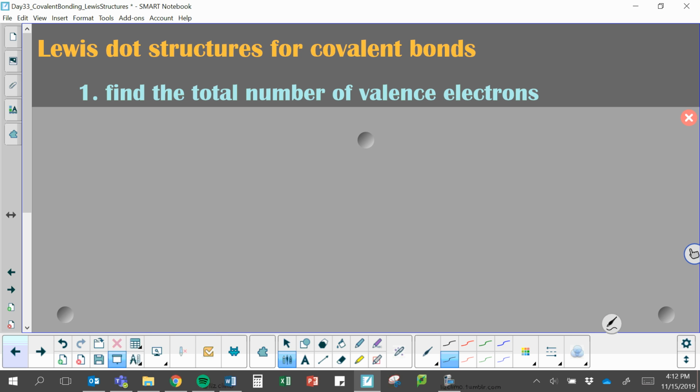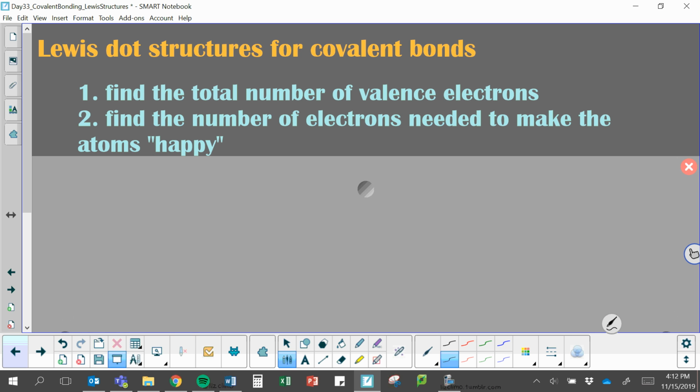That's the first step. The next step is to find the number of electrons needed to make atoms happy. This is not how many electrons need to be added in addition to their valence electrons, just what their total number is. So maybe we should write that down. What's the total number of electrons needed to make it happy?